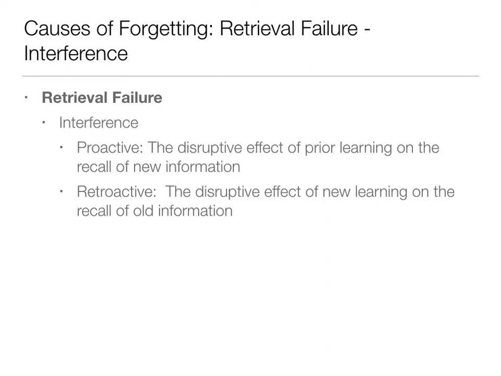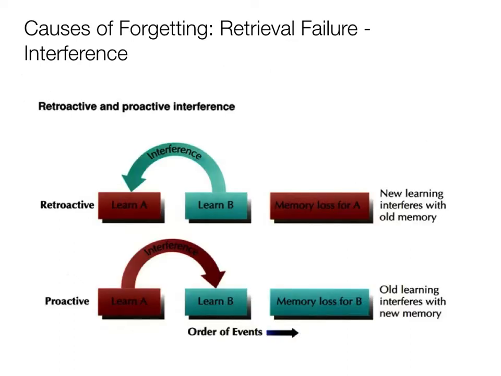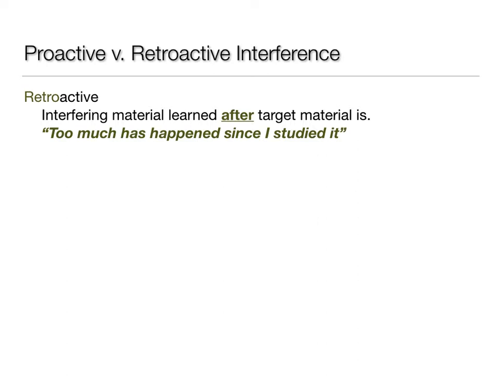So if I get a new cell phone and I learn my new cell phone really, really well, and I can't remember my old cell phone number, that would be an example of retroactive interference. So again, retroactive interference is the new information affecting our ability to remember the old information. And in proactive interference, the old information affects our remembering of the new information. So again, I know students struggle with this, so that's why I'm going to beat this dead horse a little bit.